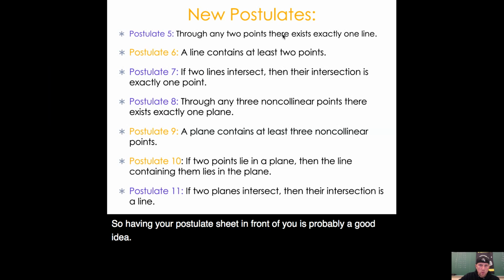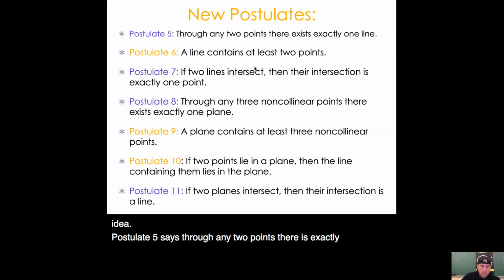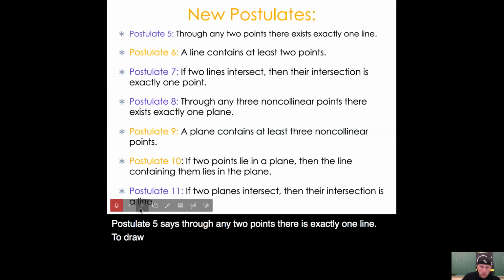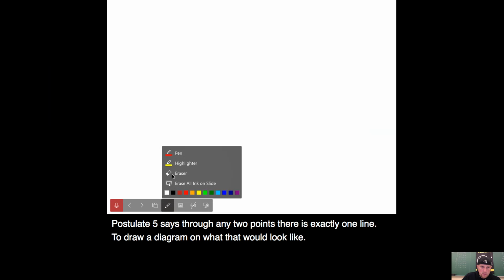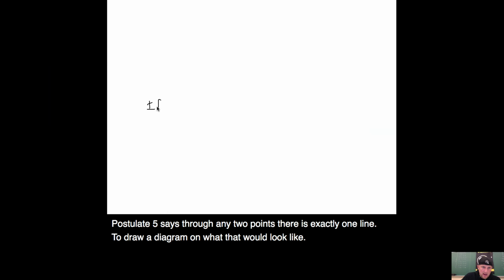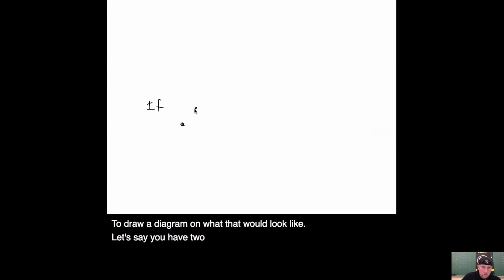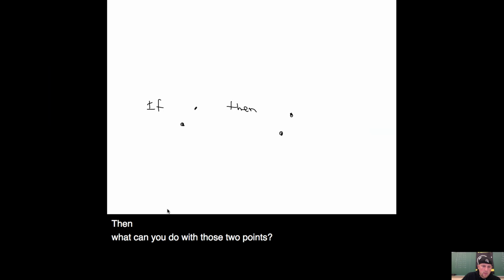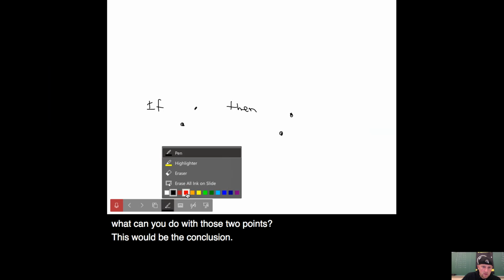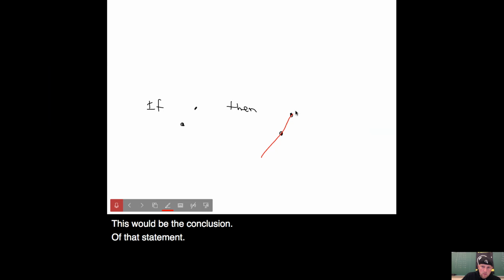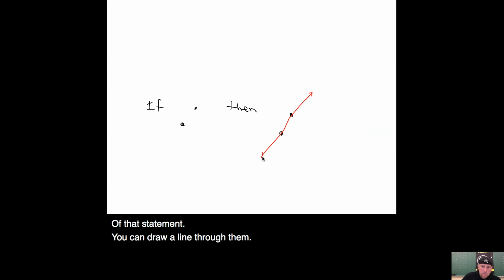Postulate 5 says through any 2 points, there is exactly one line. I'm going to draw you a diagram on what that would look like. Let's say you have 2 points. Then, what can you do with those 2 points? This would be the conclusion of that statement. You can draw a line through them. Through any 2 points, there's a line. So if you have 2 points, then you can connect them with a line.